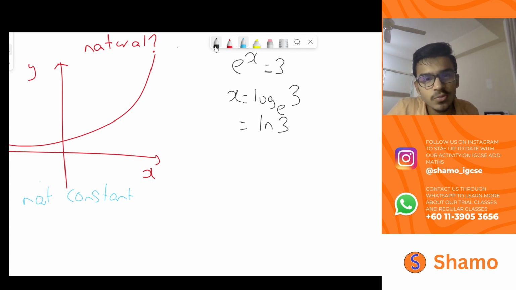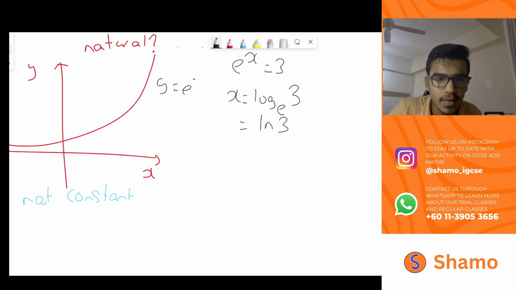Okay, but here's what's special about it. This graph is y is equal to e power x, right? Suppose I want to find the gradient at x equals 2. All I have to do is just do m for gradient is equal to e power 2.